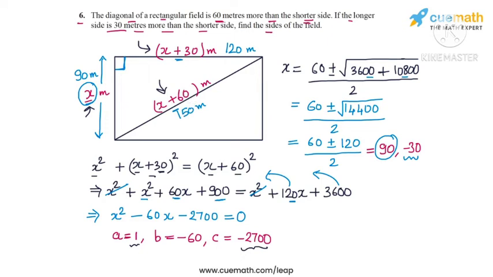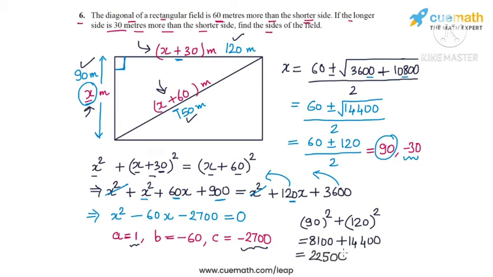And now we can verify that 90, 120 and 150 actually satisfy the Pythagoras theorem, because 90 square plus 120 square is equal to 8100 plus 14,400, and this is equal to 22,500, which is the square of 150. So 90, 120 and 150 satisfy the Pythagoras theorem, and this means that the value of 90 as the length of the shorter side is the correct answer.